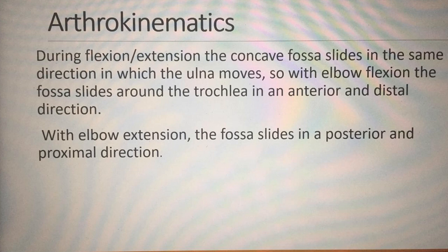We have already defined arthrokinematics, that which is accessory motion occurring within the joint capsule, and the examples are the gliding, sliding and spinning motion within the joint capsule. So during flexion and extension, the concave fossa slides in the same direction in which the ulna moves.